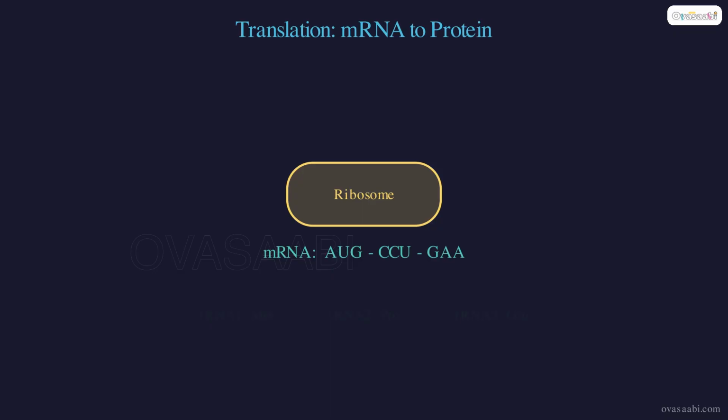Step 2 is translation. The ribosome reads mRNA codons. Each tRNA brings the matching amino acid. They join up to form a protein chain.